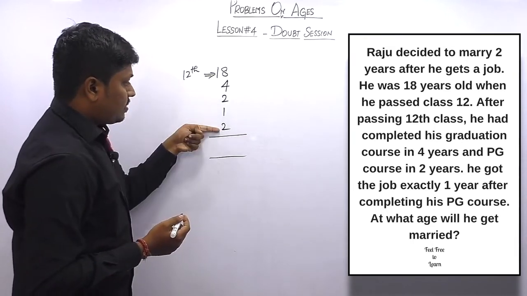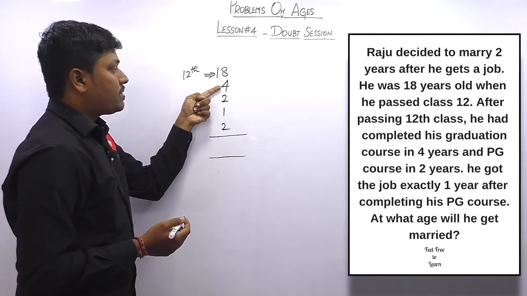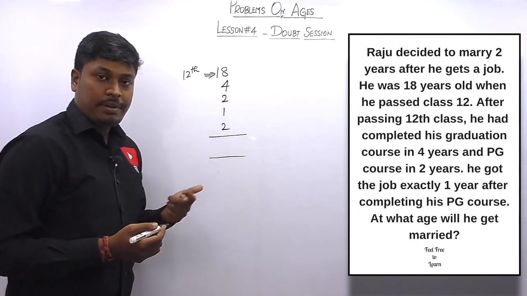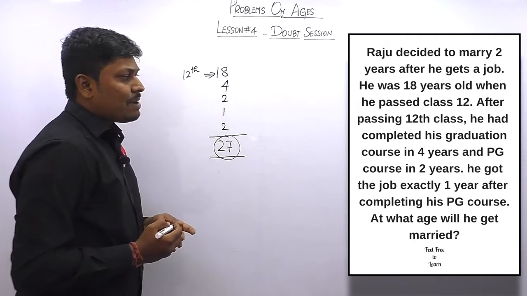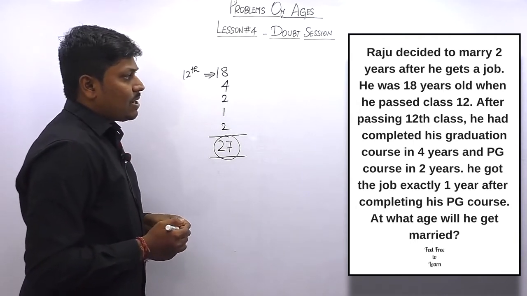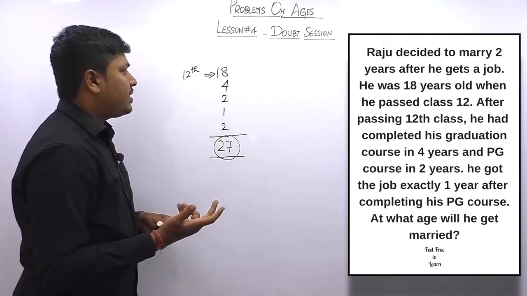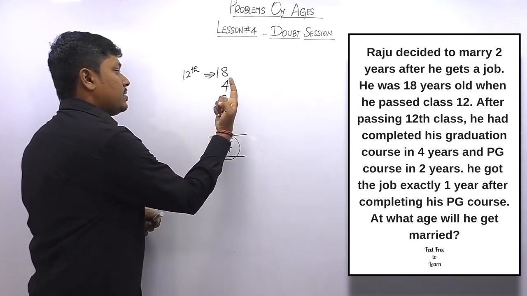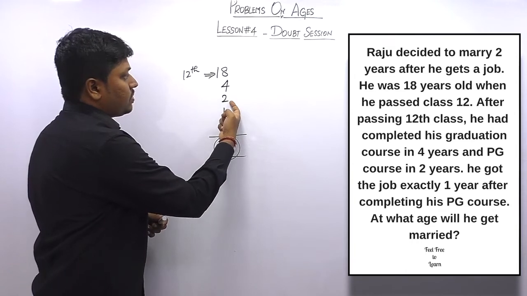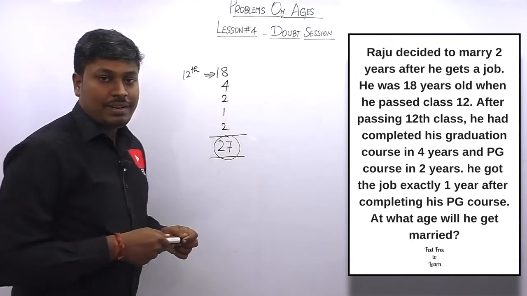Because 2 plus 2, 4 plus 1 will be 5, 5 plus 4 will be 9, 18 plus 9 will be 27. So we can say at the age of 27, he got married. Yeah, correct, right? Raju decided to marry 2 years after he gets a job. He got the job after 1 year, so this will be the graduation course, PG course, and plus 2. Yeah, the answer is 27 years.